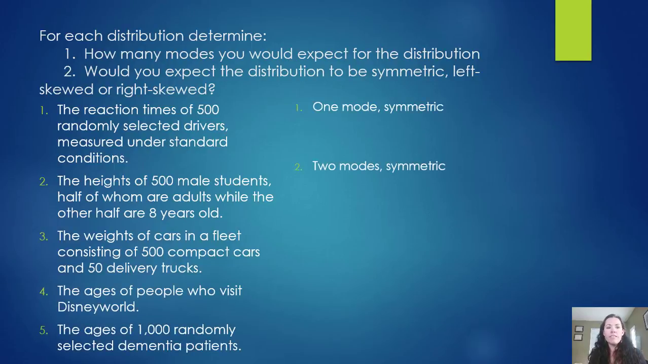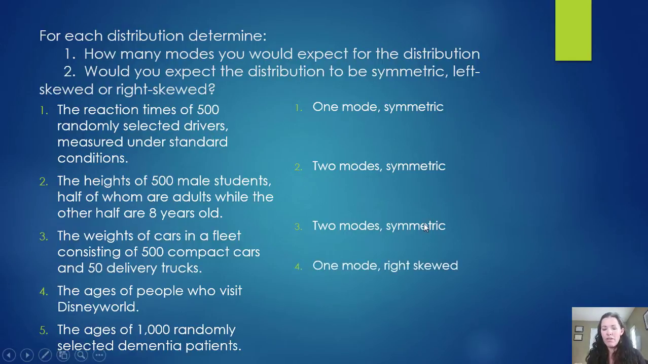The weights of cars in a fleet consisting of 500 compact cars and 50 delivery trucks. Well, for this one, you're going to have a lower weight for the compact cars and a higher weight for the delivery trucks, but notice there's more compact cars than delivery trucks. So you're going to have two peaks, two modes, but the lower mode is going to be to the left and the higher mode to the right. Oops, that's not right. That should be right skewed in that one, because you're going to have that shorter hump to the right. Sorry about that. That should be right skewed.